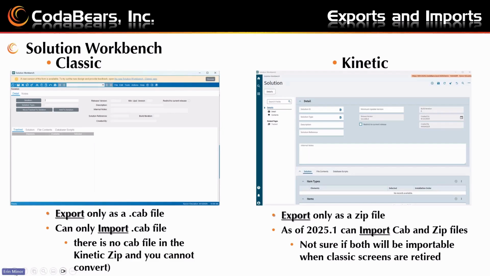In terms of exporting, it is going to be cab for Classic, zip for Kinetic. But in terms of importing, you can only import cab files in Classic, but you can import cab and zip files into Kinetic. So they will accept cab and zip currently. Once again, not sure what the future is going to hold, but that's what it is right now. And that's for both cloud and on-prem.